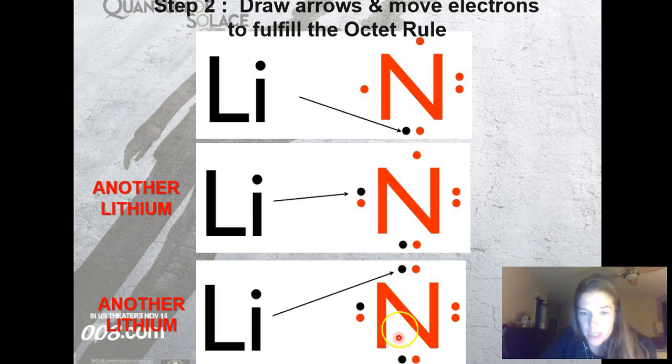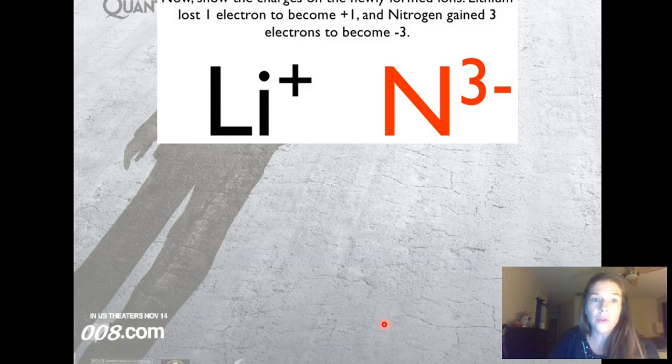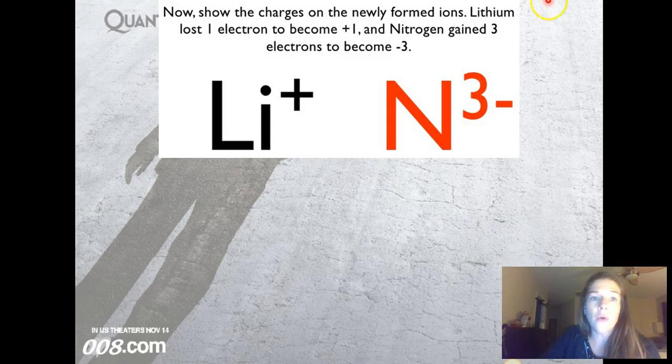Okay, you can see now that nitrogen has 2, 4, 6, 8 valence electrons. It's happy. It's just like a noble gas. So now we're going to show the charges on the newly formed ions.